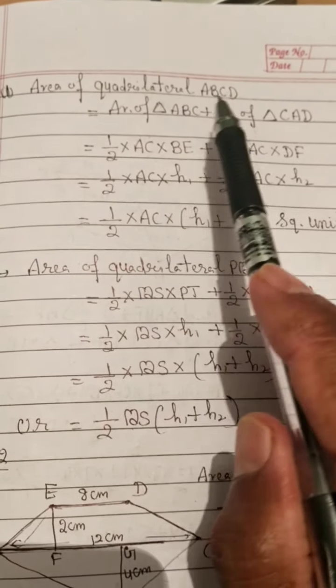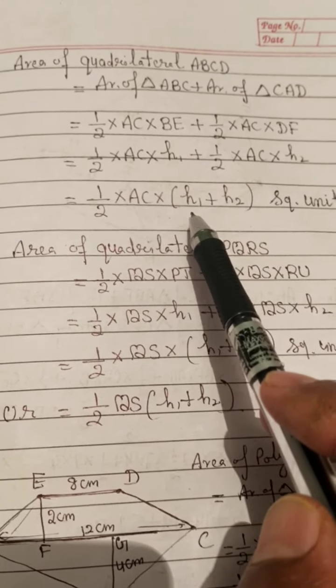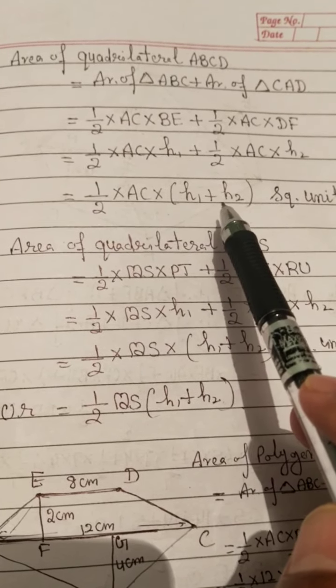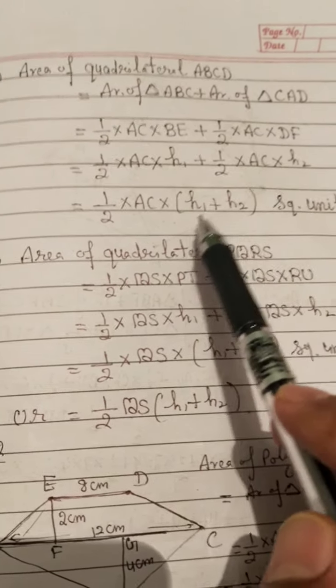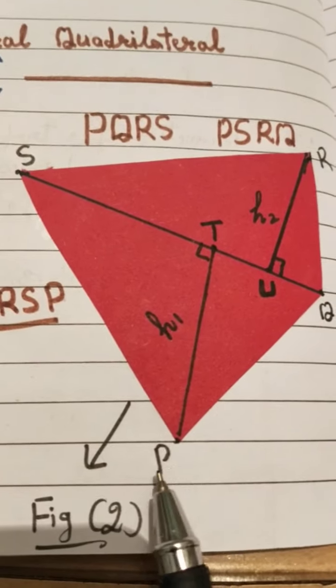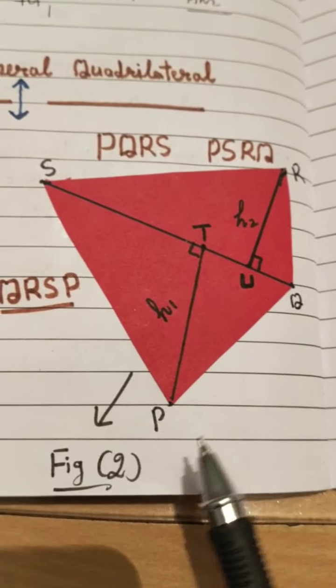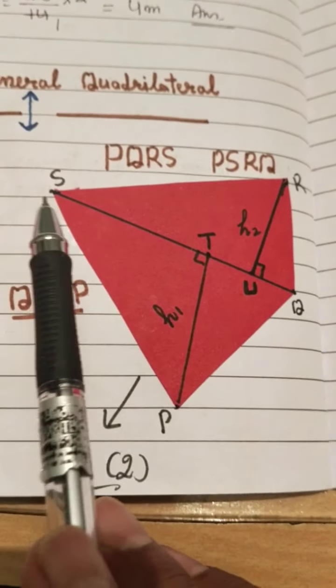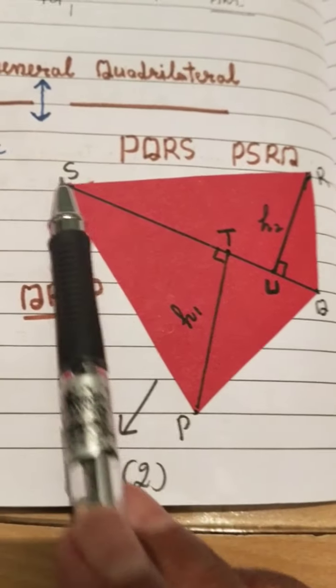So area of a general quadrilateral is equal to half into AC, which is your diagonal, and H1 and H2 are two perpendiculars drawn from the vertices to the diagonal. So in the second way, if your quadrilateral is PQRS, then what will be the area of this quadrilateral PQRS? Here, the diagonal is QS. In this quadrilateral, we can join QS.